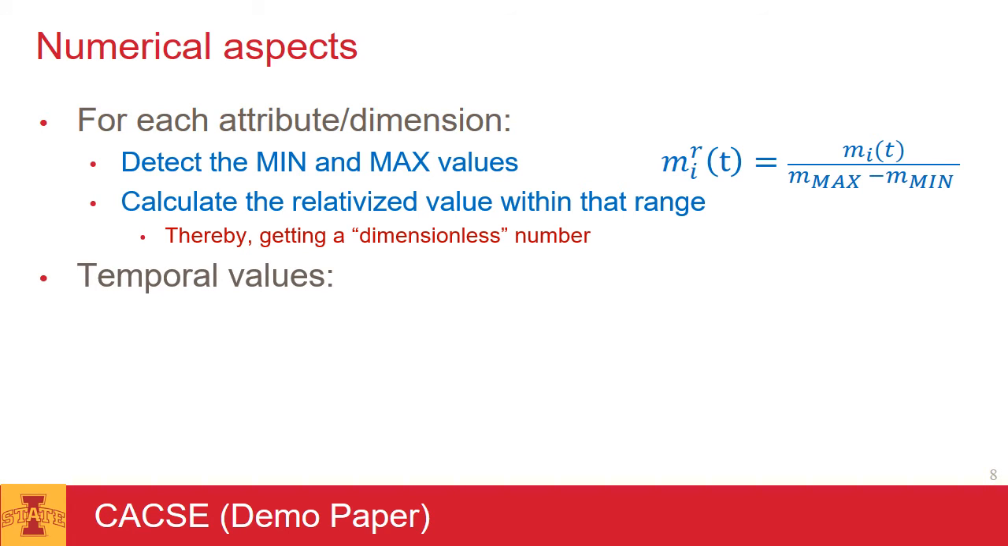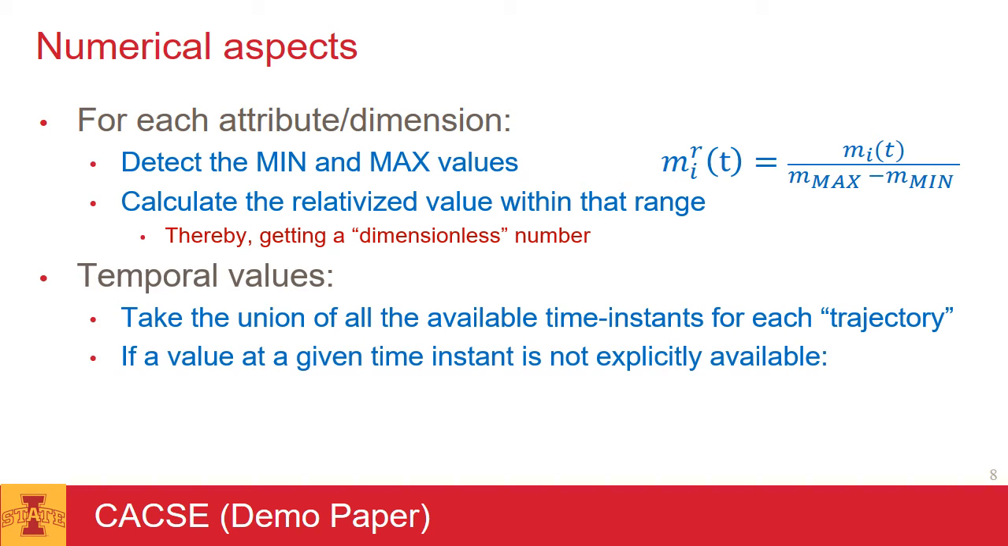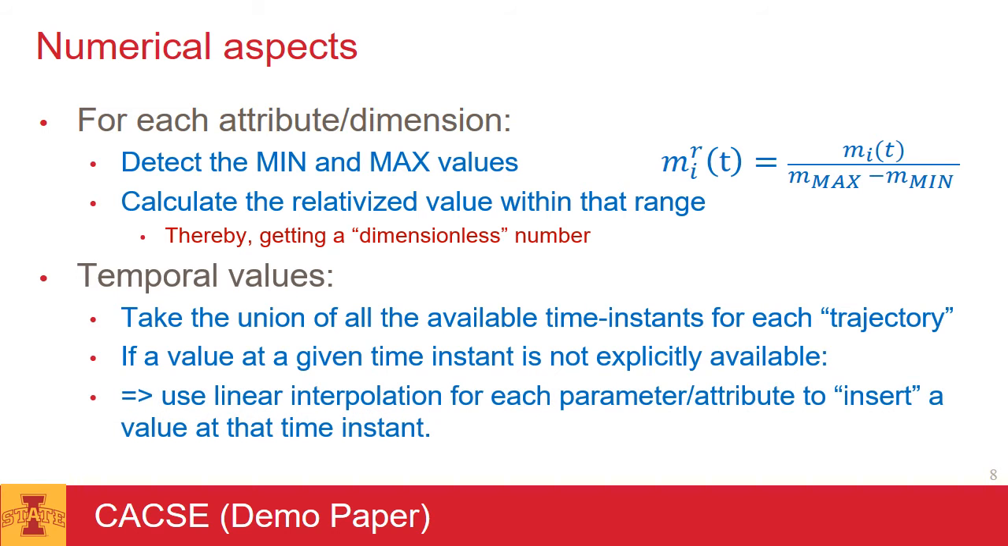As far as the temporal values are concerned, what we do is we look at the entire data set, we take the union of all the factual time instants for each, quote-unquote, trajectory of the stellar evolution, and then if the value of a given time instant is not explicitly available, we use linear interpolation for each parameter or for each attribute to insert the value of the attribute at a time instant.